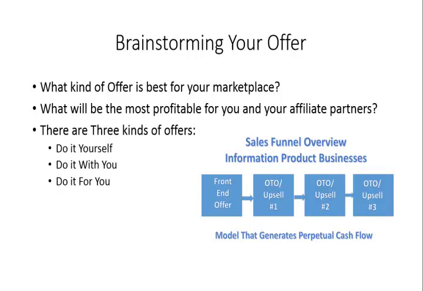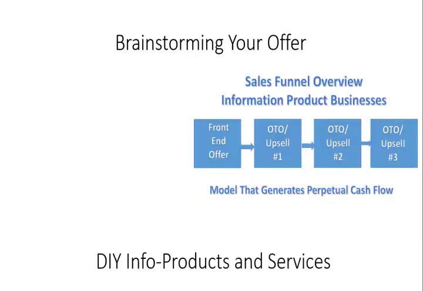Now, there are three kinds of offers. There's the do-it-yourself offer, the do-it-with-you offer, and the do-it-for-you offer. We're going to talk about each one of those. In terms of the do-it-yourself offer, or DIY, the buyer does it all themselves. They're going to get your info product, watch the videos, go through your documents or PDFs or listen to the audios, and then execute whatever the information tells them in order to get the result they want.